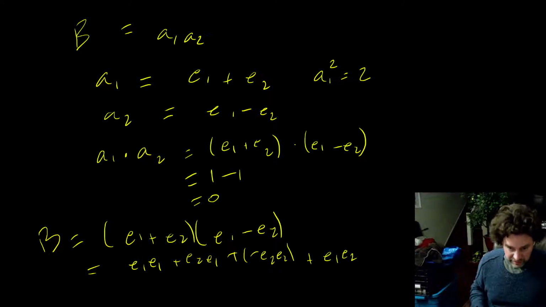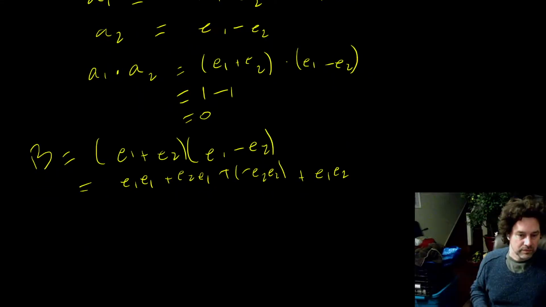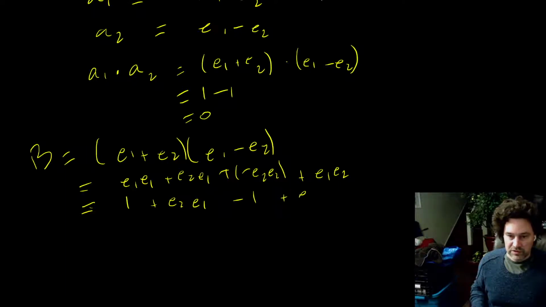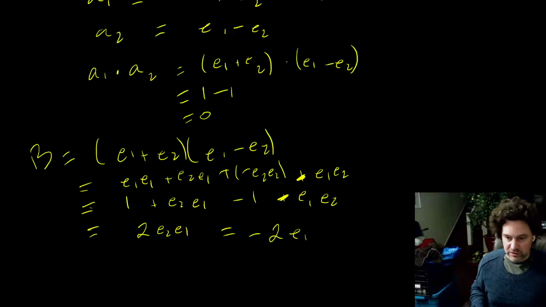E1 E1 is 1, and E2 E2 is 1, so minus 1 minus 1. So we have 1 plus E2 E1, minus 1 minus E1 E2. This should be minus. And we're left with 2 E2 E1, or if you prefer, minus 2 E1 E2.